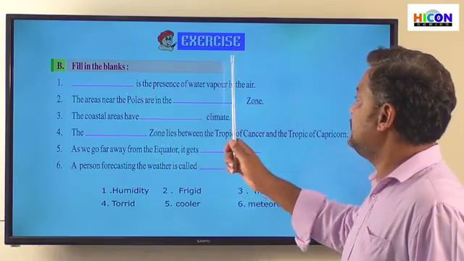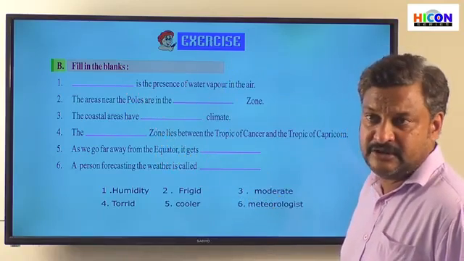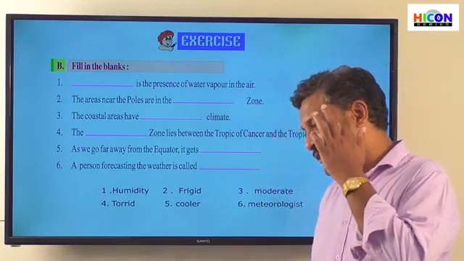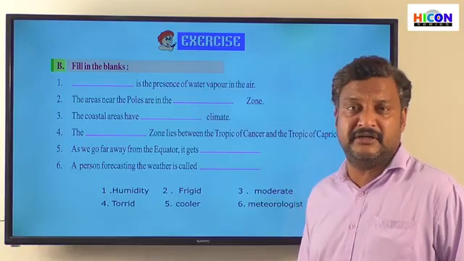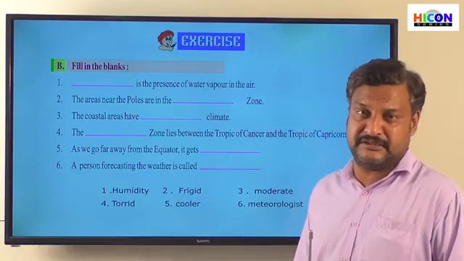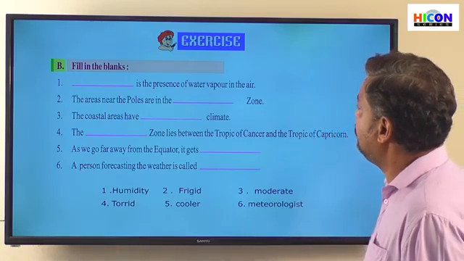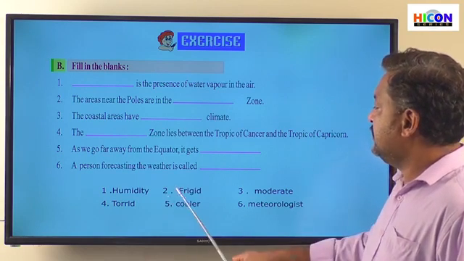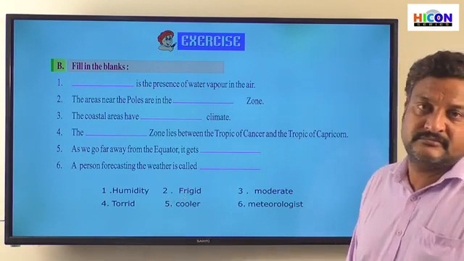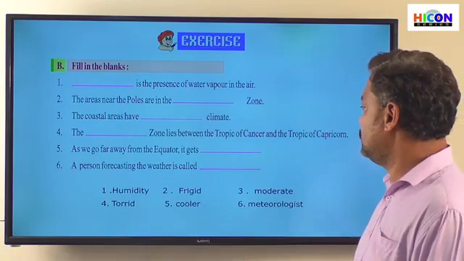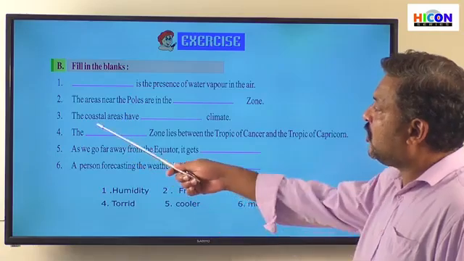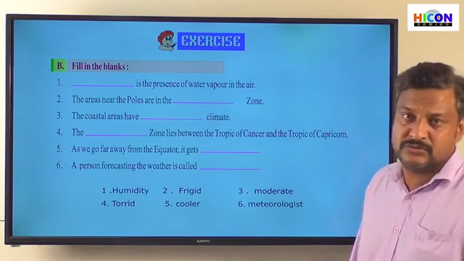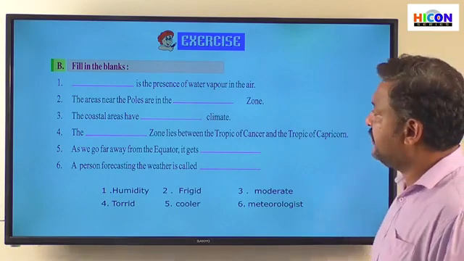Yes. Humidity is the presence of water vapor in the air. We have read it in the lesson now. Towards the coastal regions it will be very humid and a sultry kind of climate will be present. So humidity is the presence of water vapor in the air. The areas near the poles are in a frigid zone, the most cold zone. The coastal areas have a moderate climate, neither too cold nor too hot. So it's a moderate zone.